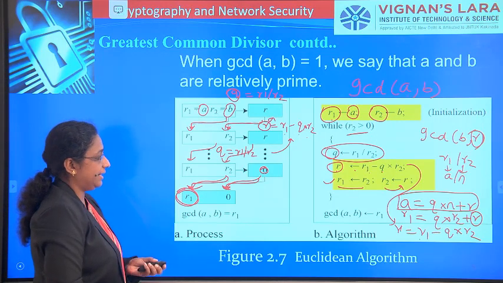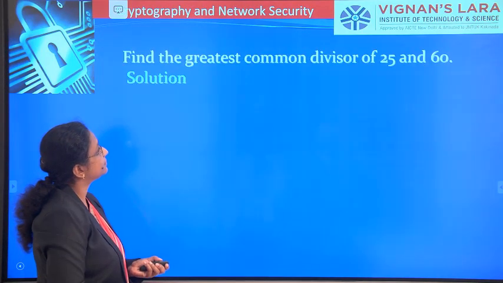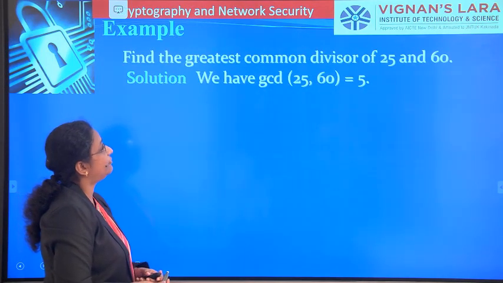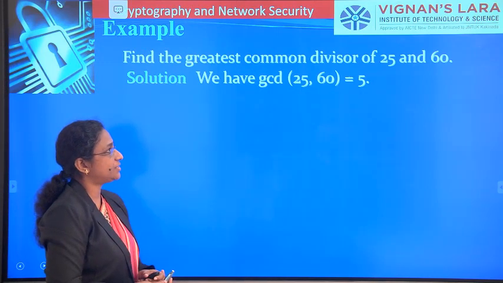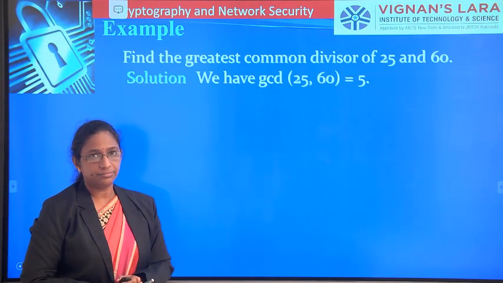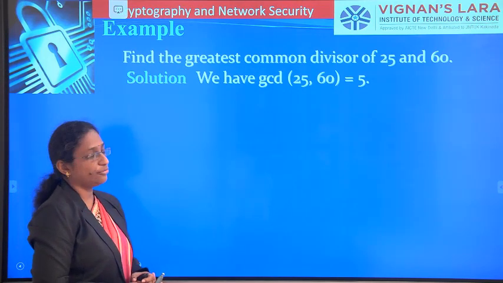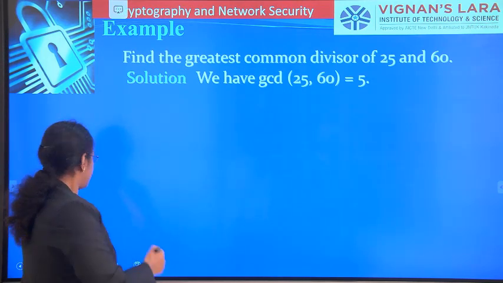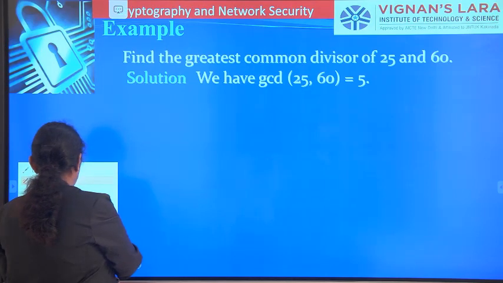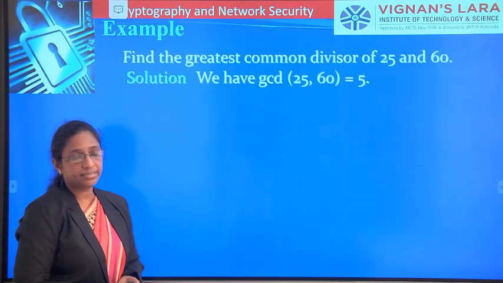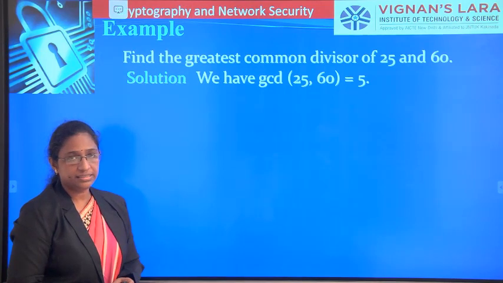Okay, so let's see one example for this. Suppose we have to find the greatest common divisor of 25 and 60. Here we have to calculate the greatest common divisor of 25 and 60 by using the Euclidean algorithm.